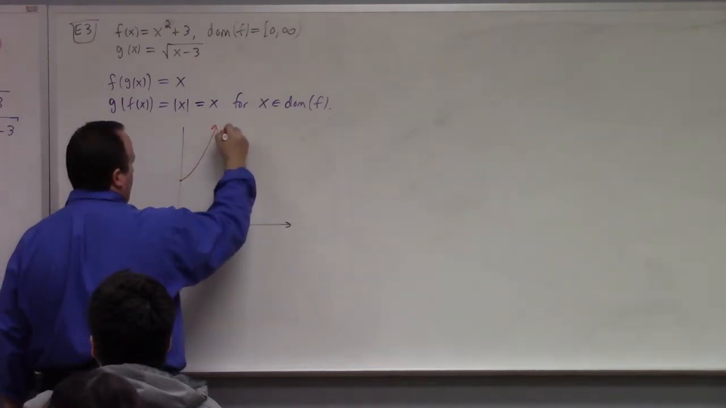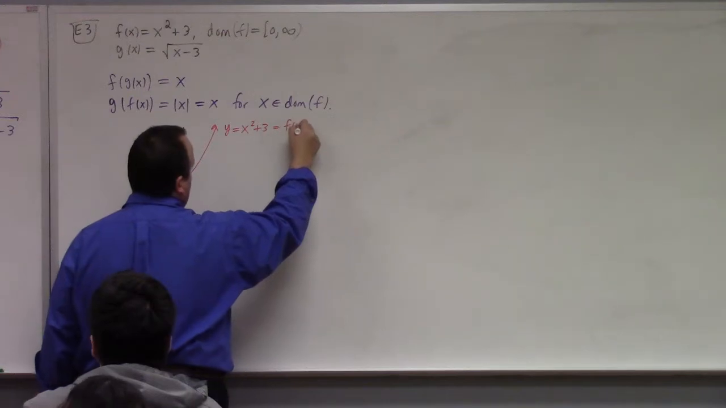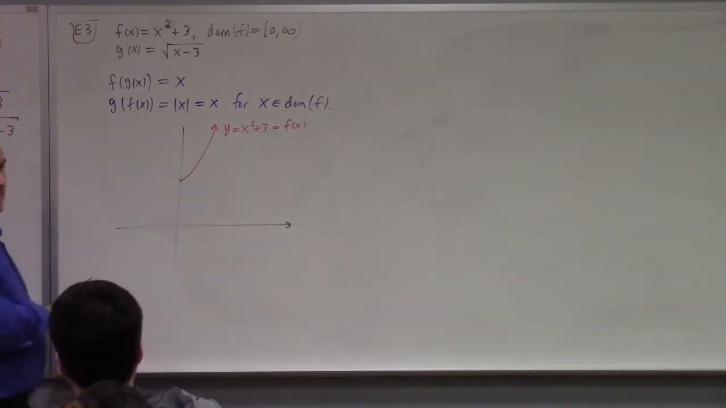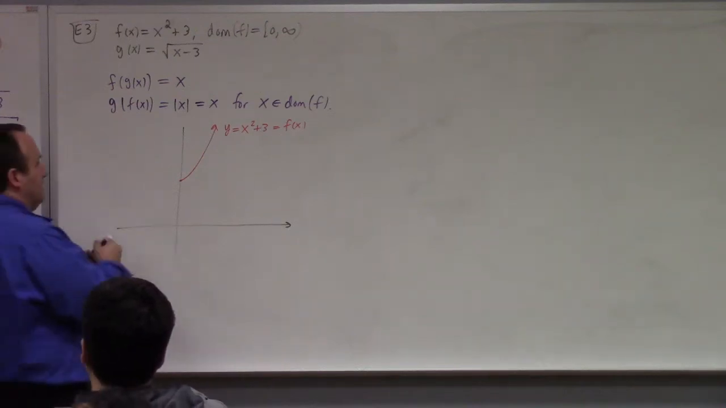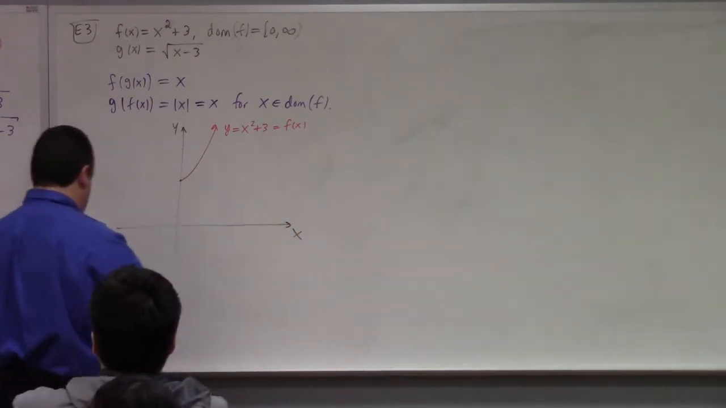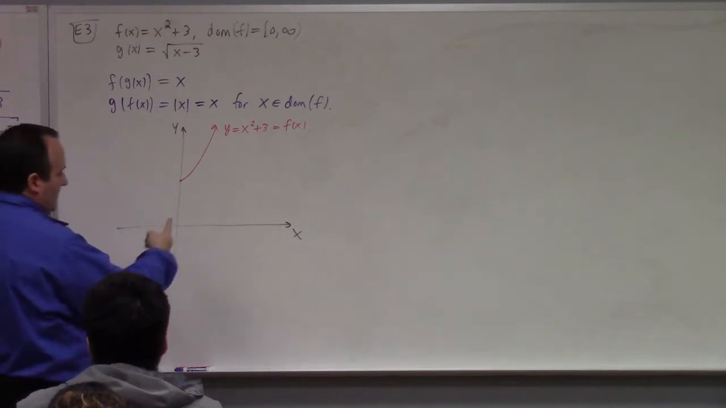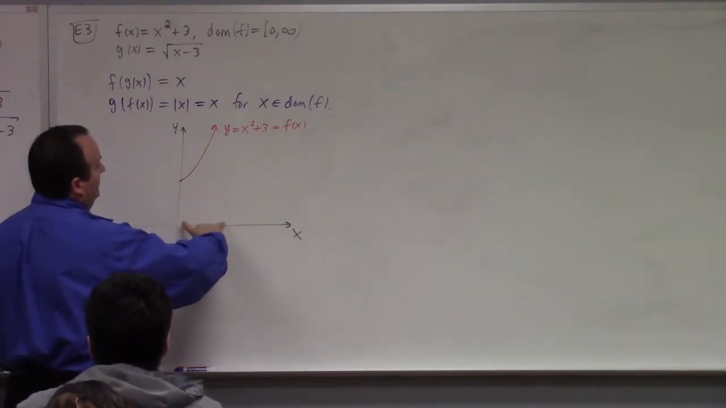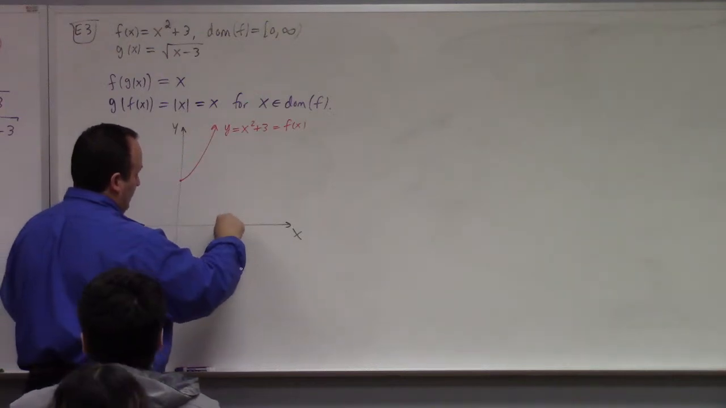So here's my graph for f of x. Now it's just half of the parabola by our definition. I just ruled out the other half by fiat, right? And then the graph of the other one is just the same thing, but turned sideways.